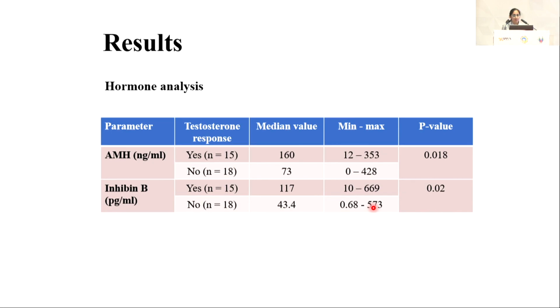responders group. So AMH levels in the 2 groups were 160 and 73 nanogram per ml respectively, and the difference was statistically significant. Similarly, inhibin B values in the 2 groups were 117 versus 43.4 picogram per ml, and the difference was statistically significant.